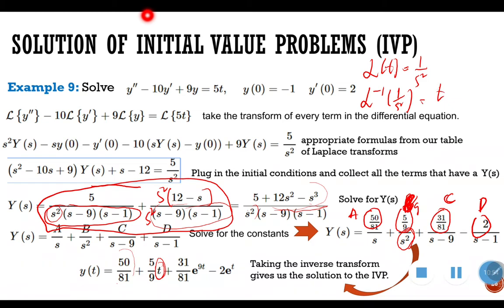Okay, 5 over 9 is just a constant, so you may keep it along. And then S minus 9, so e to the power of 9t, 50 over 81 is constant. And minus 2, D is equals to minus 2. So minus 2, inverse of 1 over S minus 1 is e to the power of t. So here we are. This is the final answer. Alright?